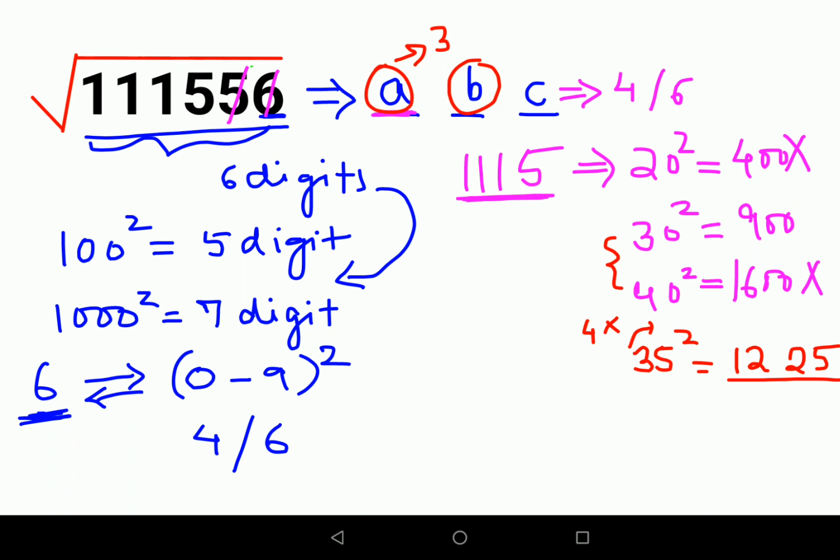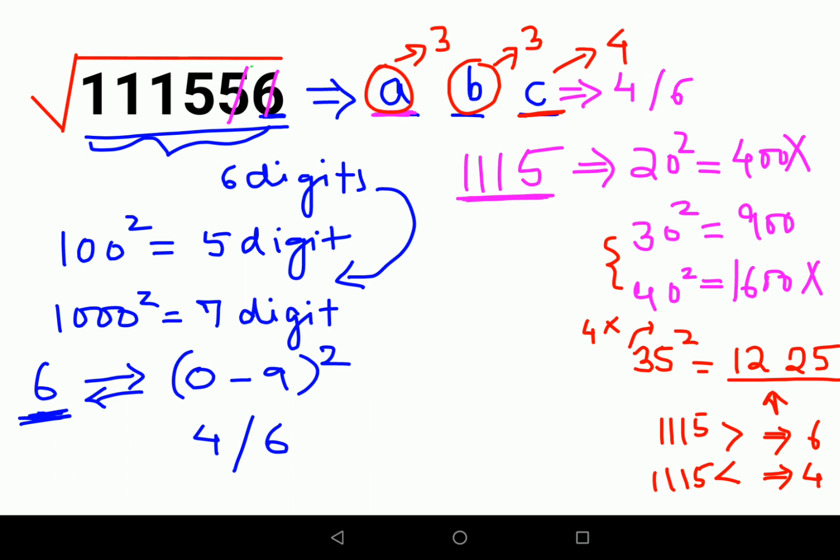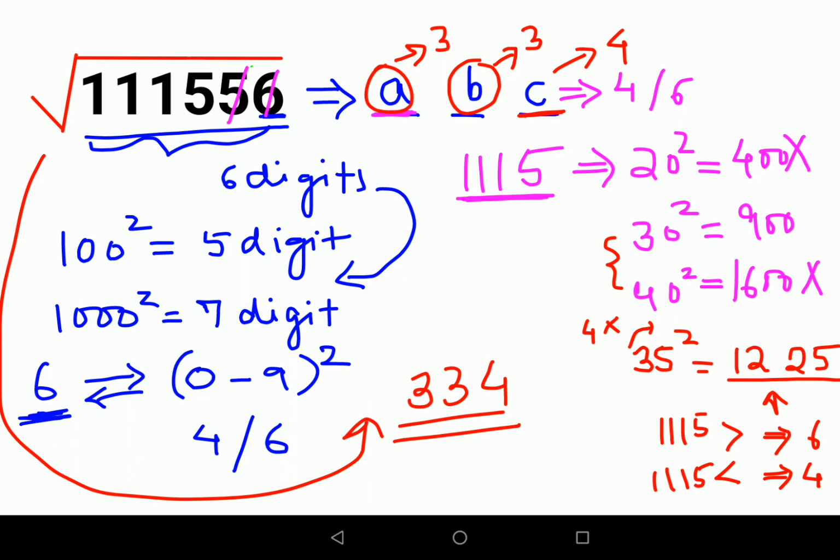Now see, if this answer was greater than 1115, then you would have selected the higher value between 4 and 6, that is 6. But since it is lesser, you will select the smaller value, which is 4. So by default, here the value comes out to be 3, and the value for C is nothing but 4. So I can say that the square root of 1,11,556 is nothing but 334. So I hope you have understood how to solve these tricky looking square root questions without a calculator.